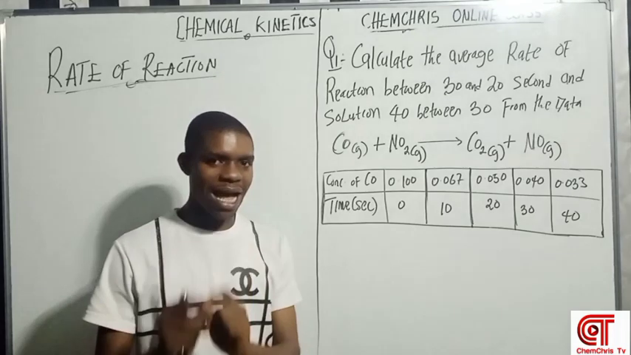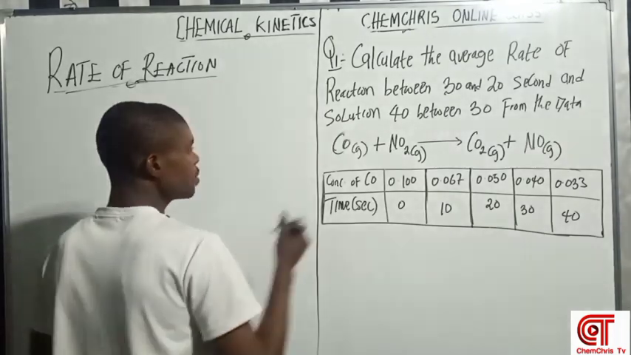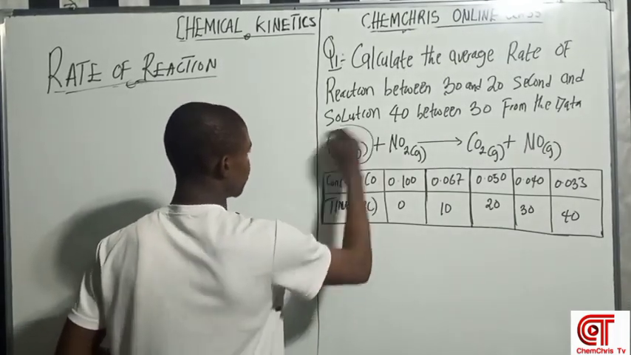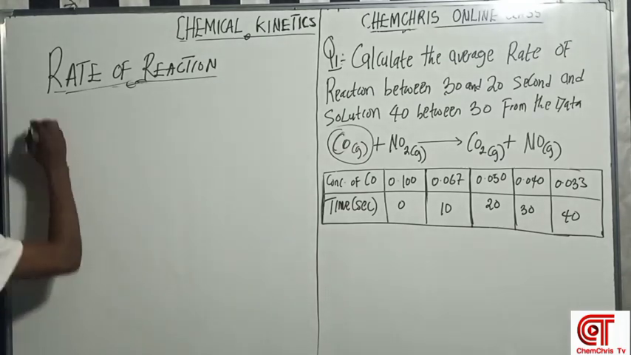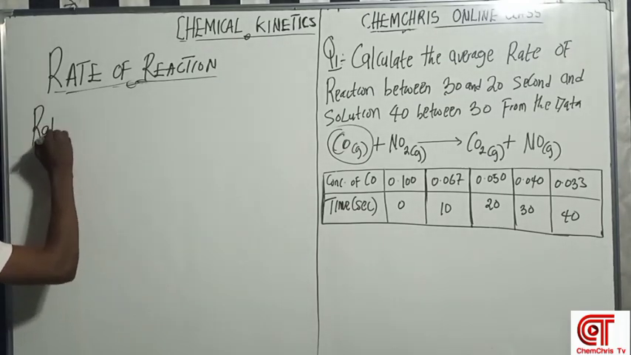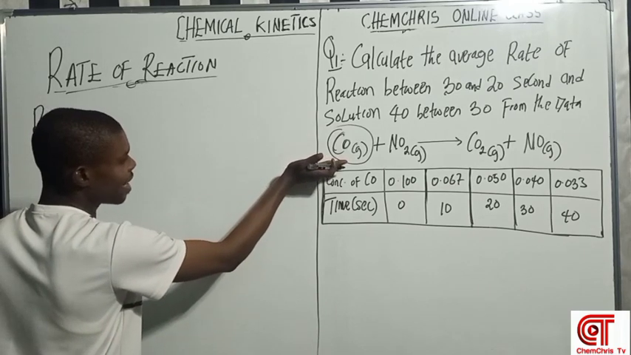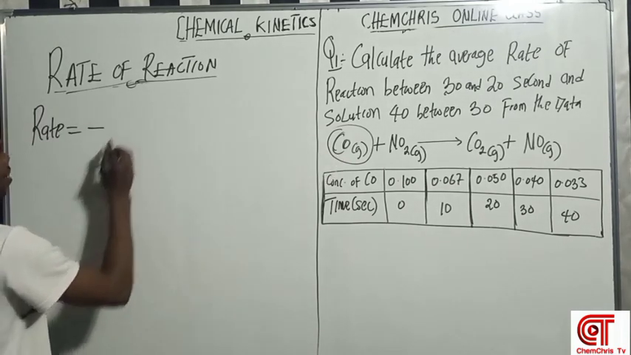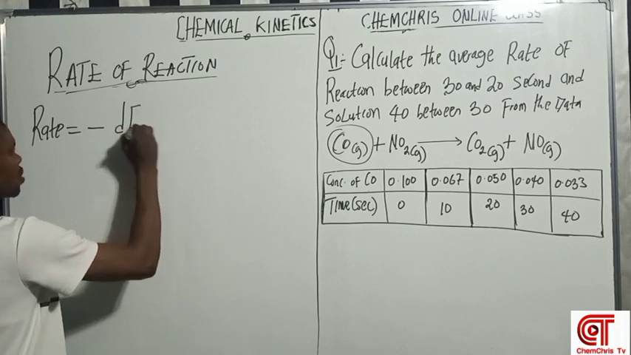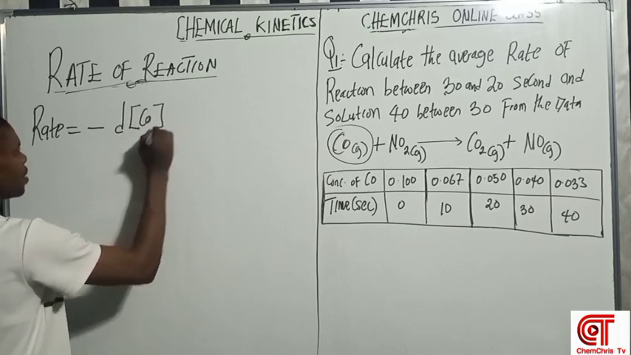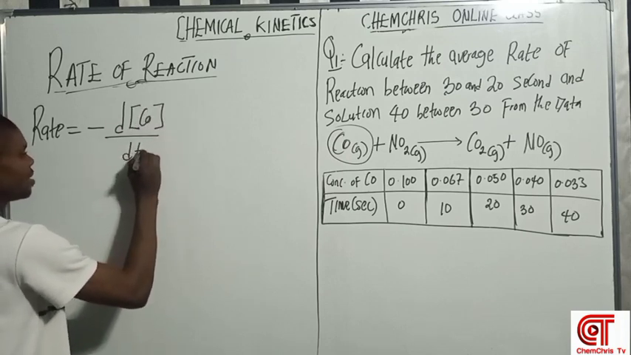So we will calculate the average rate. Therefore, let's write our equation here. The rate, which is the average rate, because we're talking about reactants, is going to be minus the change in concentration of carbon monoxide over the change in time.